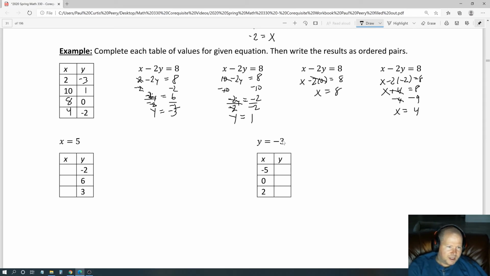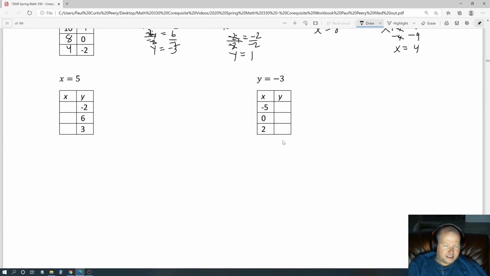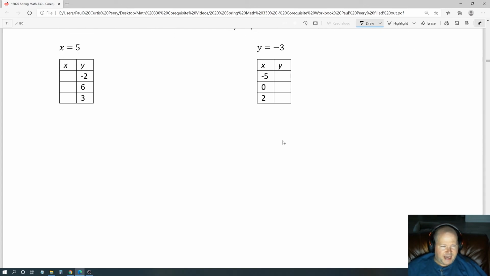Now, these next two are actually much simpler, given that if all the equation is saying is x is equal to some constant, then you don't care what the other one is. You just plug it in. Same thing over here. You have y is equal to negative 3. I don't care what the x value is. I just know y is going to be negative 3 regardless.